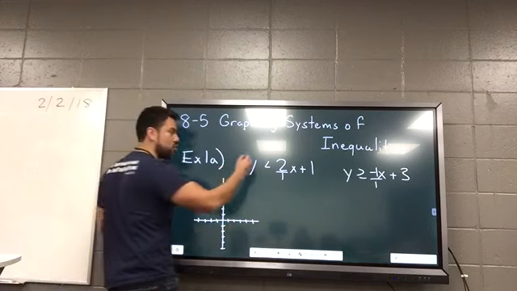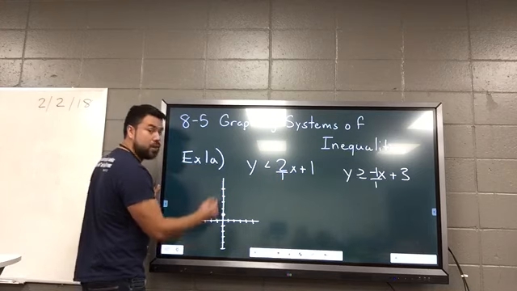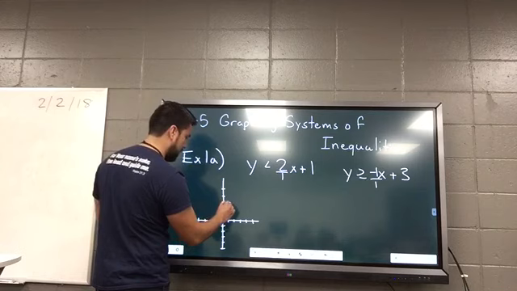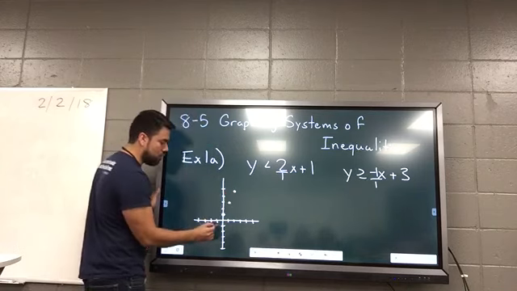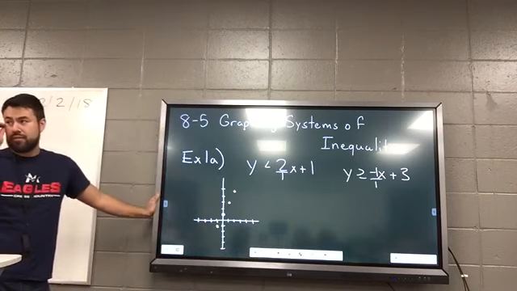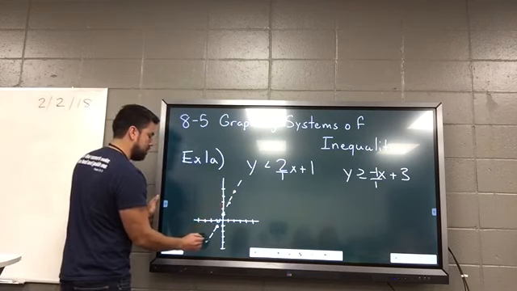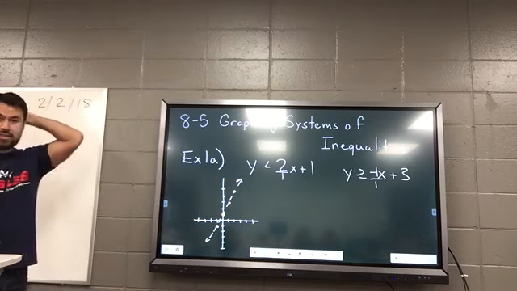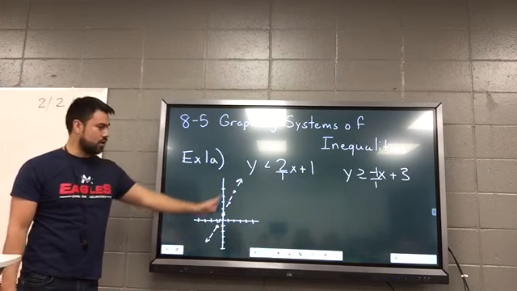I'm going to graph the first one. I start on positive 1 on the y-axis, and then I go up 2 over 1 to the right. Up 2 over 1 to the right. Or I can go down 2 over 1 to the left. What kind of line should that be? Dashed. So make sure that it's dashed on your paper because it just says less than, not less than or equal to. That's the first inequality that's graphed.